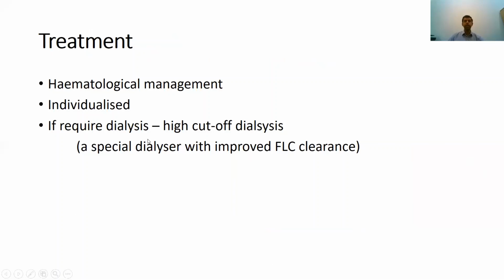However, I said there are about 10 to 15% of patients who might actually require dialysis. And there we can use what is called high cutoff dialysis, where you can use big membranes to remove some of the free light chains from the circulation, which will help in reducing the free light chain load in these patients. So if you know about that much for the myeloma with renal disease, that's more than adequate. So myeloma is something that affects the whole body. It's a systemic illness, but it predominantly affects the kidneys as well.